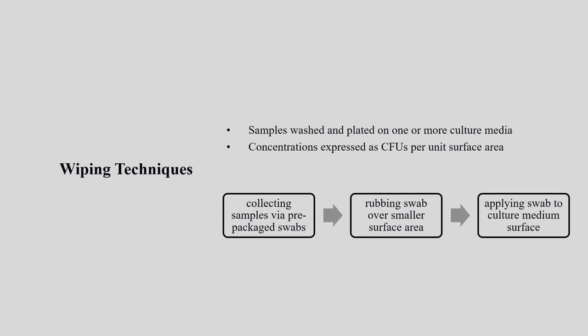Next is the wiping technique. It involves collecting samples via pre-packaged swabs, wiping the swab over a smaller surface area, and applying the swab to the culture medium surface. Then you check what varieties and kind of growth you have in that particular culture. So you can retrospect: if this is the kind of growth you have, then what was there at the surface level, how it is going to affect, and what kind of variety it has.